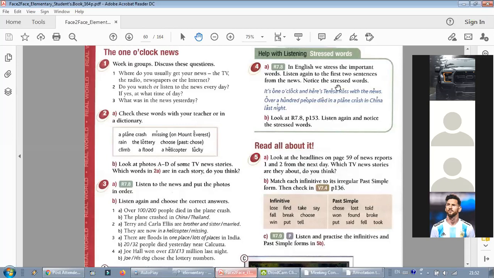It says here the reason is we stress the important words, okay?